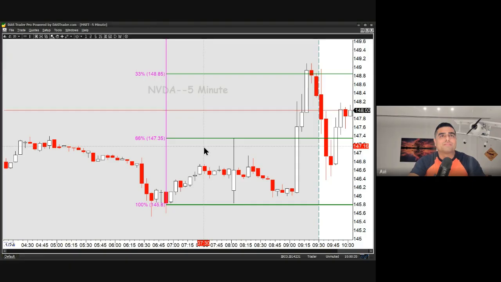Apple's tempting for that reverse ABCD, but it's really a mess. Anyways, not much to talk about with the market right now. Anyone got any questions? Anything you want to discuss?